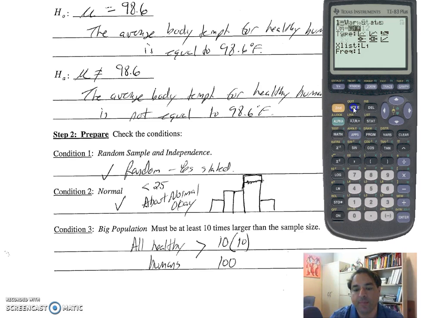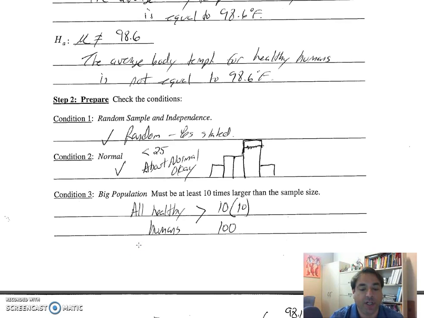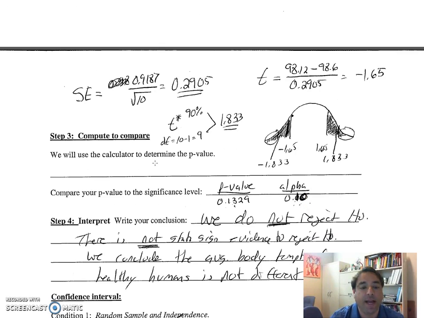Okay. And population has to be greater than 10 times the sample size. So our population is all healthy humans. Is that greater than 10 times 10, which is 100? Check. So we passed our conditions. Again, we assumed normality because n was under 25. Move on.